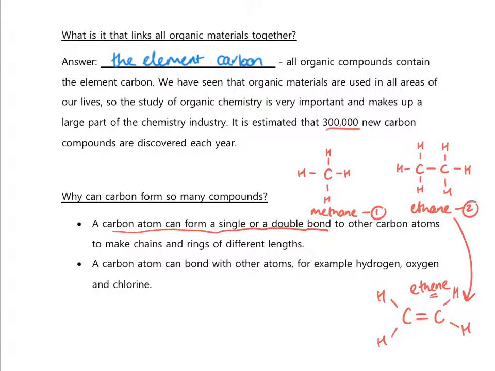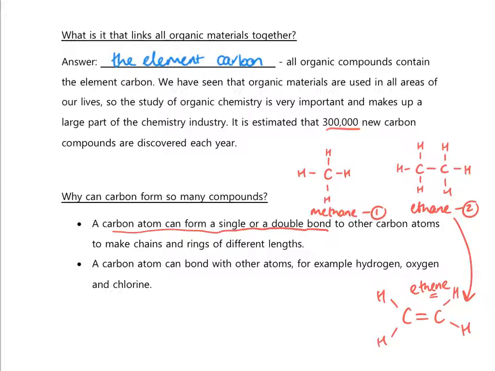And we'll come on to that as the next section of the topic, looking at alkenes, and that's a totally different family of organic compounds again. So you can see that even just by changing the bonding within a compound, you've created a whole new family of compounds. So there's lots and lots of carbon containing compounds.